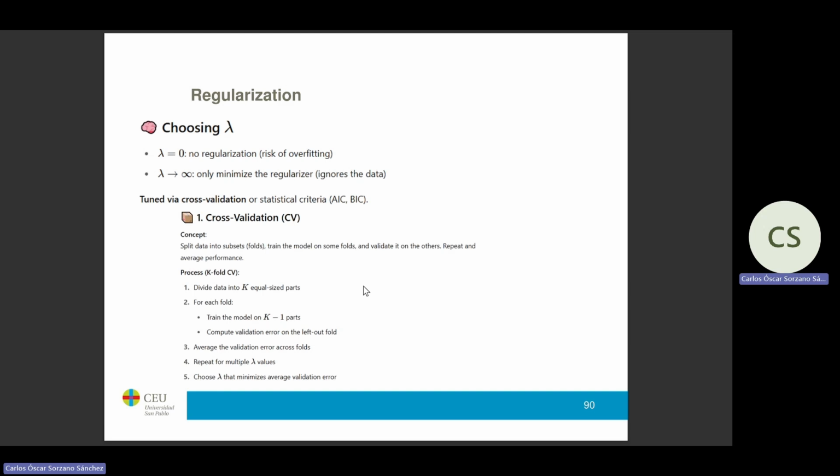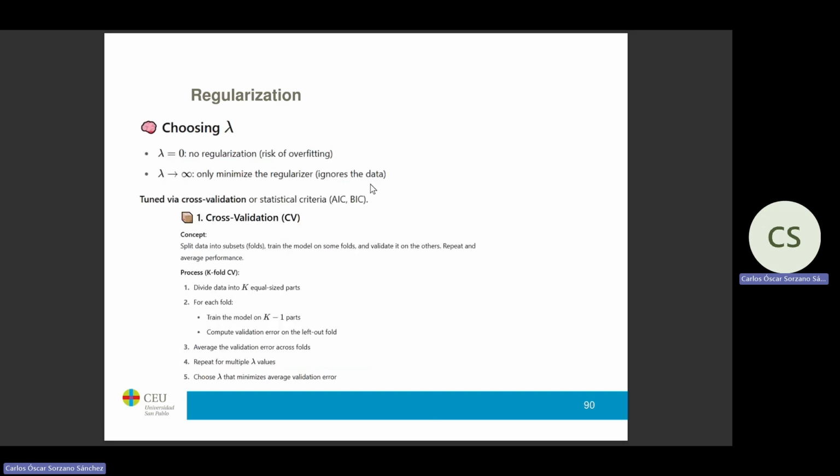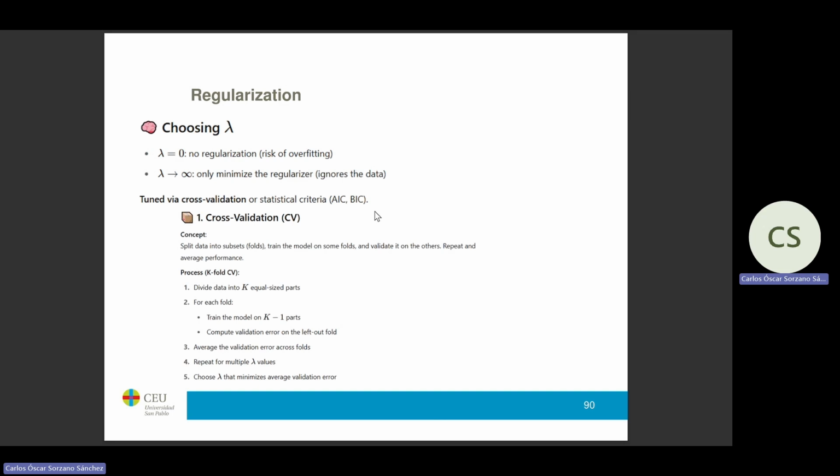So how do you choose that? This is one of the most difficult parts. Here is a good method, but the problem with this one is that it is expensive. If you set lambda equals 0, there is no regularization, so this term doesn't appear. If you make lambda very large, this term dominates this one, so the data doesn't have any influence on your solution. You're mostly focused on having a small norm. And then there must be a balance between the two.